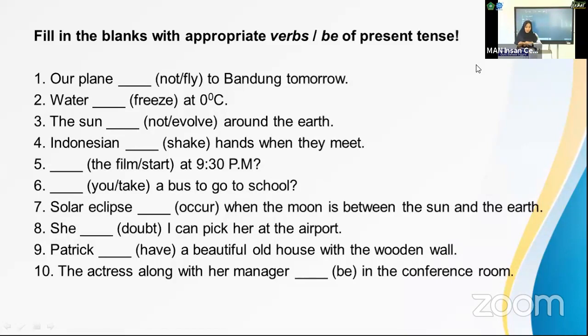Yeah, I think I will give you 10 minutes to do this. 1 minute. Ini udah berapa menit, Pak? Udah berapa menit?